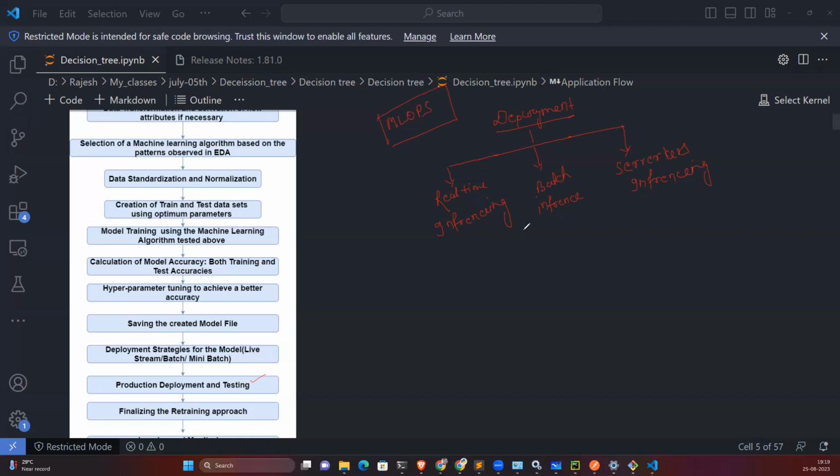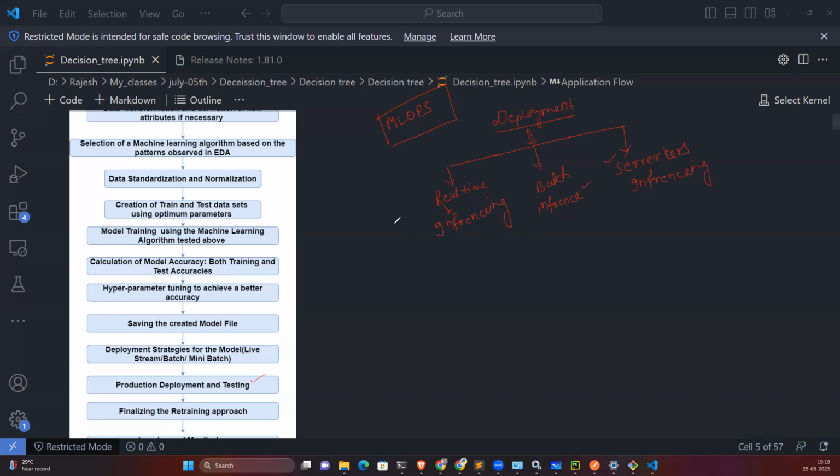Okay. Again, I'm saying, if you are looking to be a full stack data scientist, you should know each and everything. What things are here, and what things will also come in future. So these are the different types of deployment strategy. Number one is real-time inferencing, number two is batch inferencing, number three is serverless inferencing. Let's talk about each so that things will get clear.